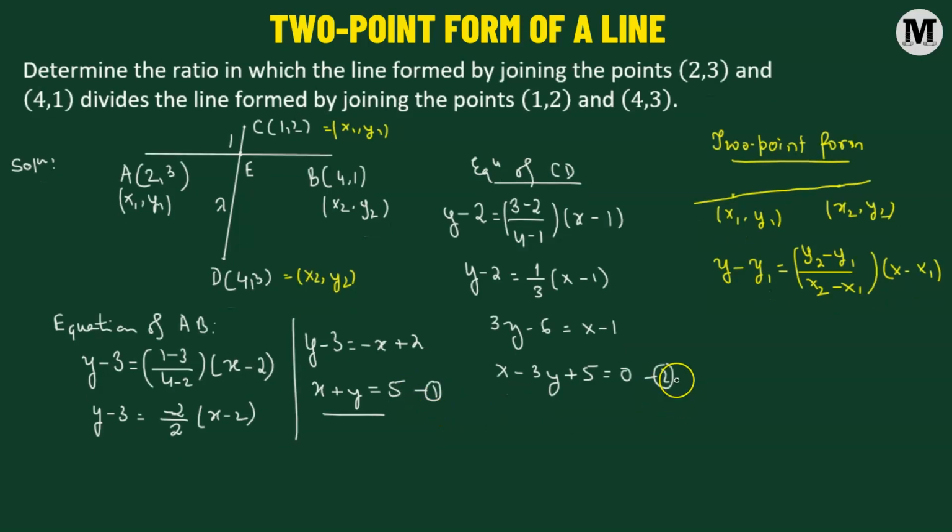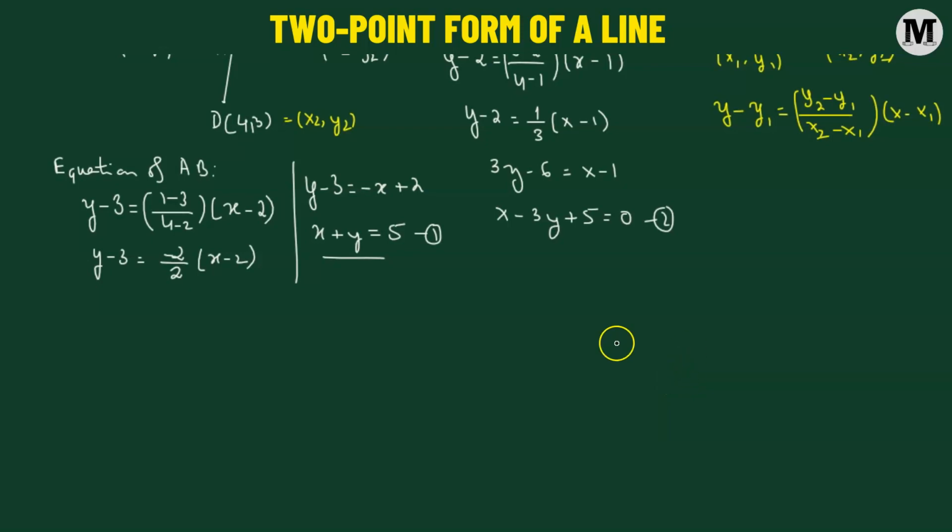Our goal will be to solve the two equations to obtain the values of x and y. Now let's start with equation number 1. So here we have x plus y equals 5. We're going to transpose 5 to the left hand side to get x plus y minus 5 equals 0. Equation 2, we keep it intact. We have x minus 3y plus 5 equals 0.